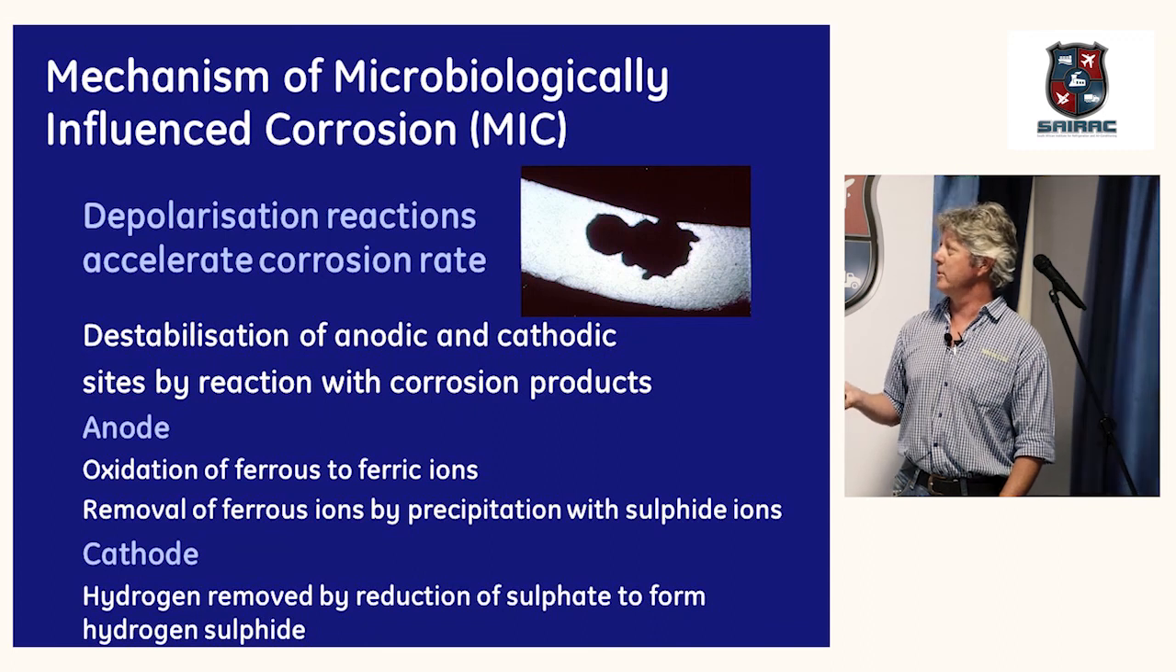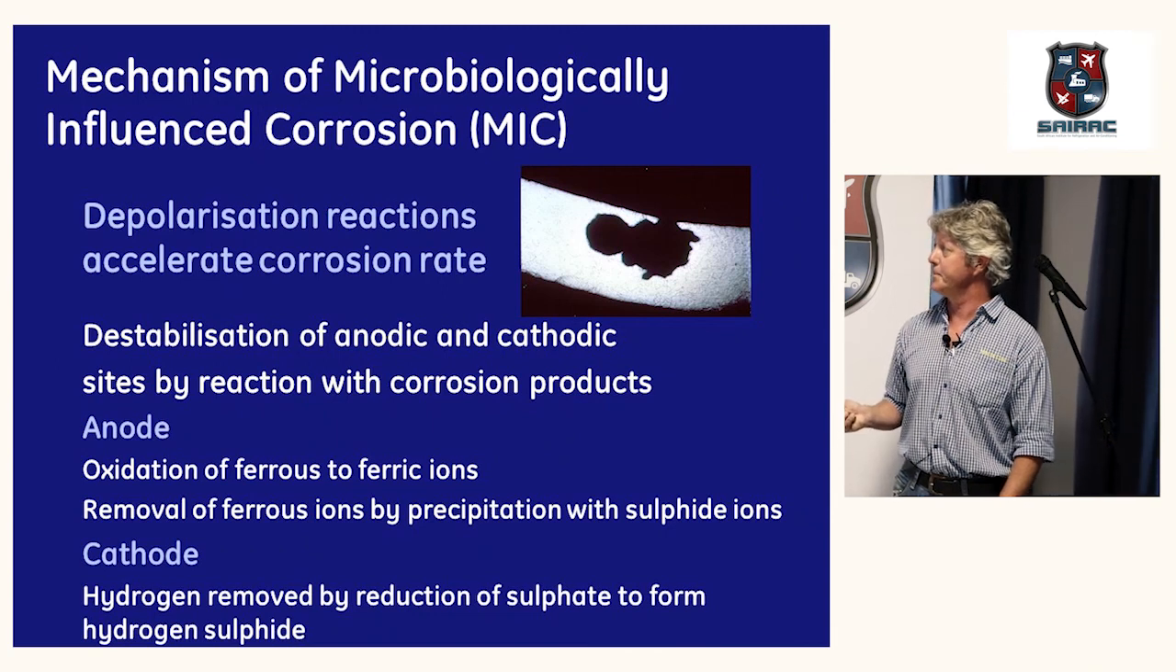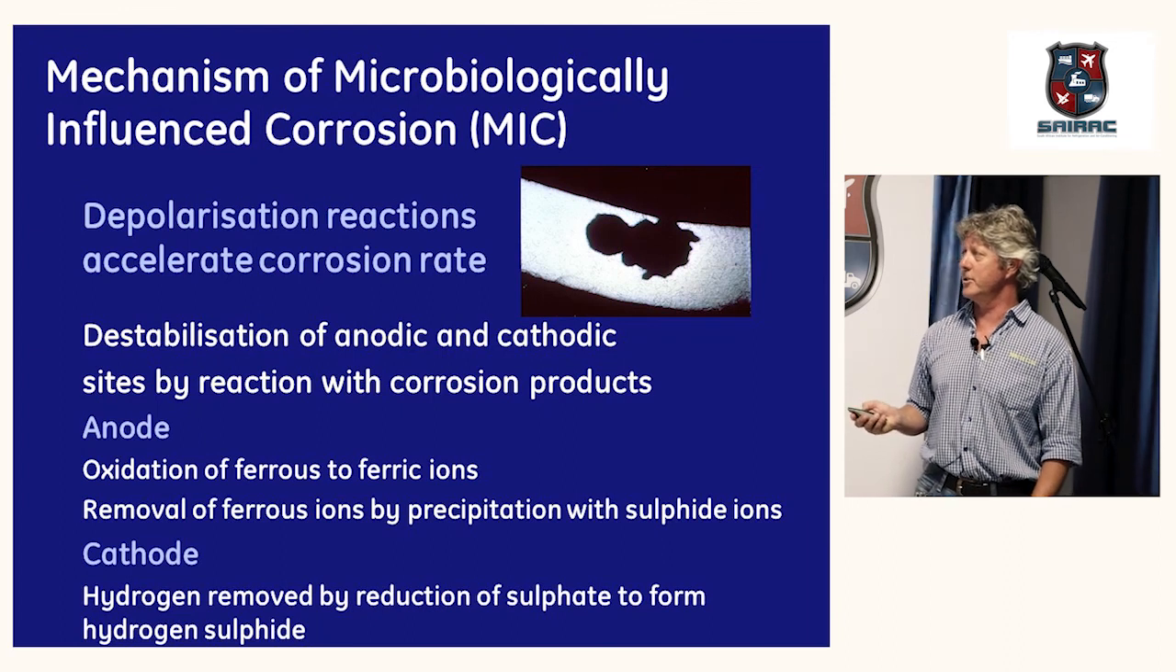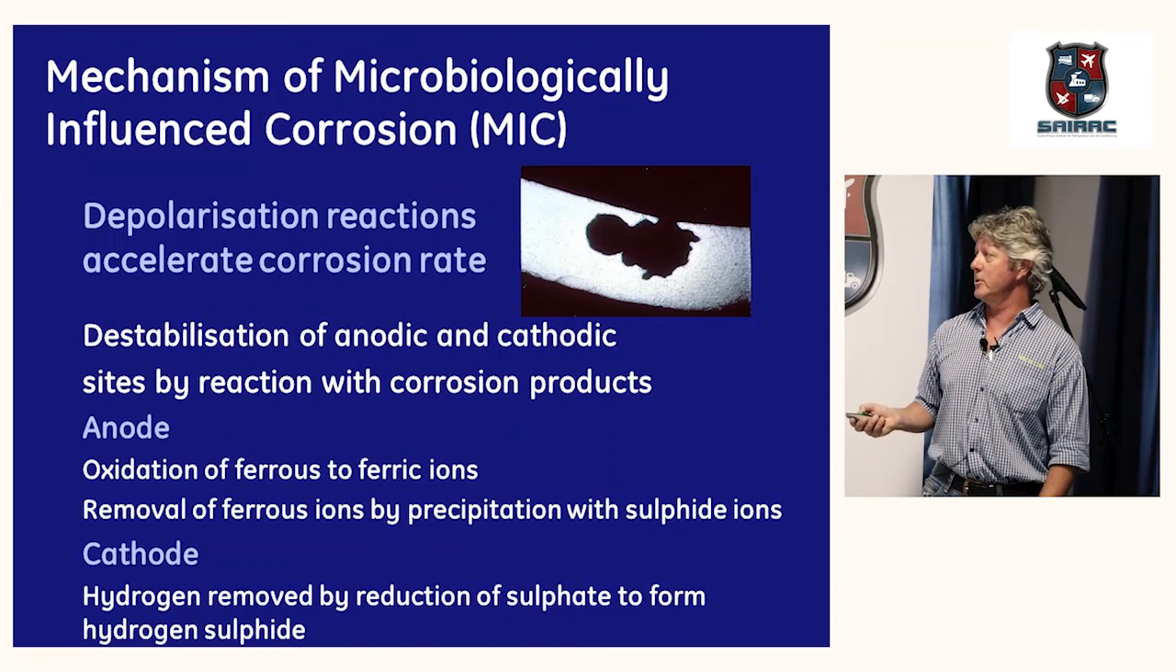That's not a very good photo, but it's been eaten away. It's a piece of a tube that's been eaten away. At the anode, you get oxidation of ferrous to ferric ions and removal of ferrous ions by precipitation of sulfide ions.